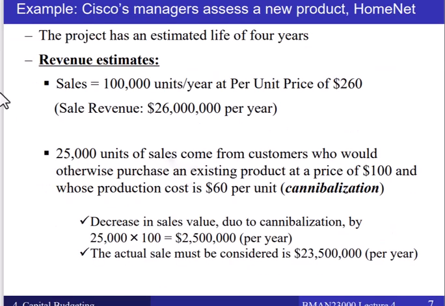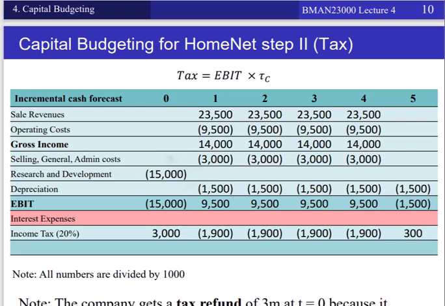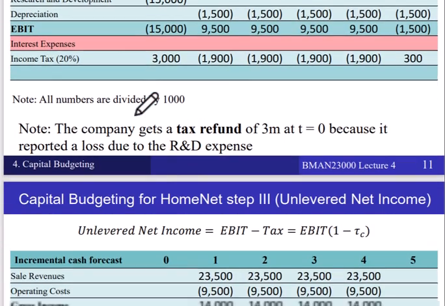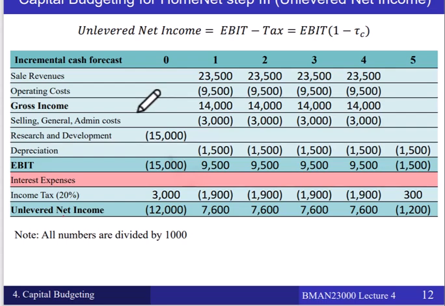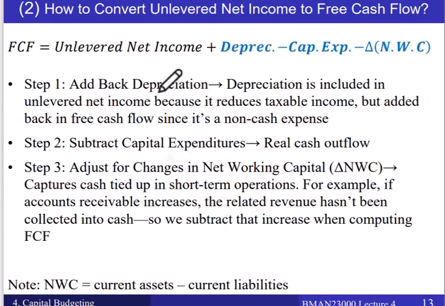We are using this Cisco example during the class. Based on this information, we derive the unlevered net income first. I explained how to get the sales revenue, operating cost, selling, general and admin cost, R&D, and depreciation. I explained this table and the next table to get unlevered net income. That's the first step.